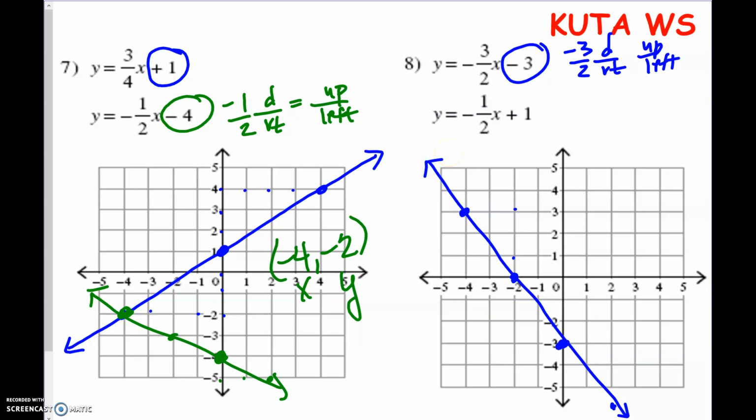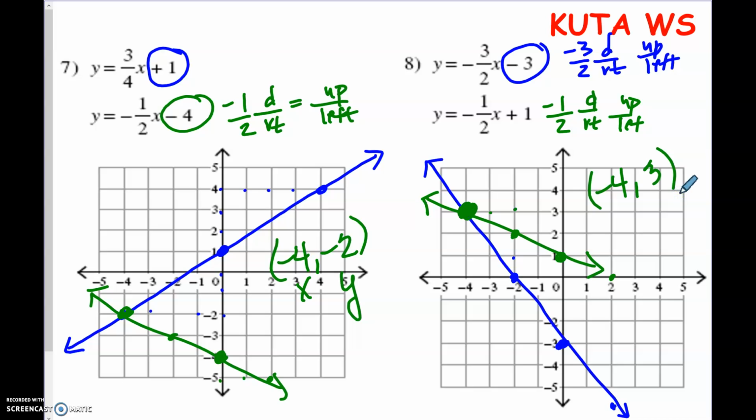All right, so in the next one, I've got a +1 for my y-intercept. And my slope is -1/2. So I can go down and right or up and left. Okay, so if I go down and right, I'm going away from that blue line. So I'm going to go up 1, left 2, up 1, left 2, and now I am meeting that blue line. And this is the point where my system is meeting. So it looks like that is (-4, 3).